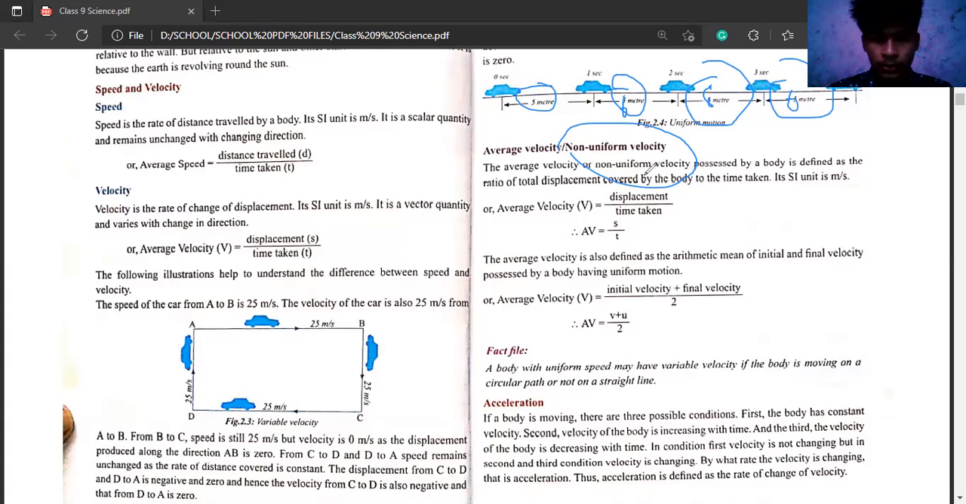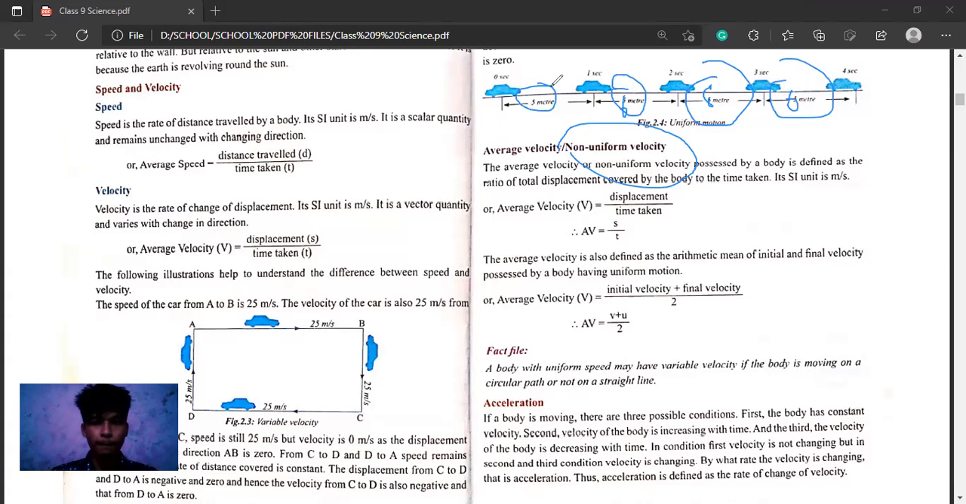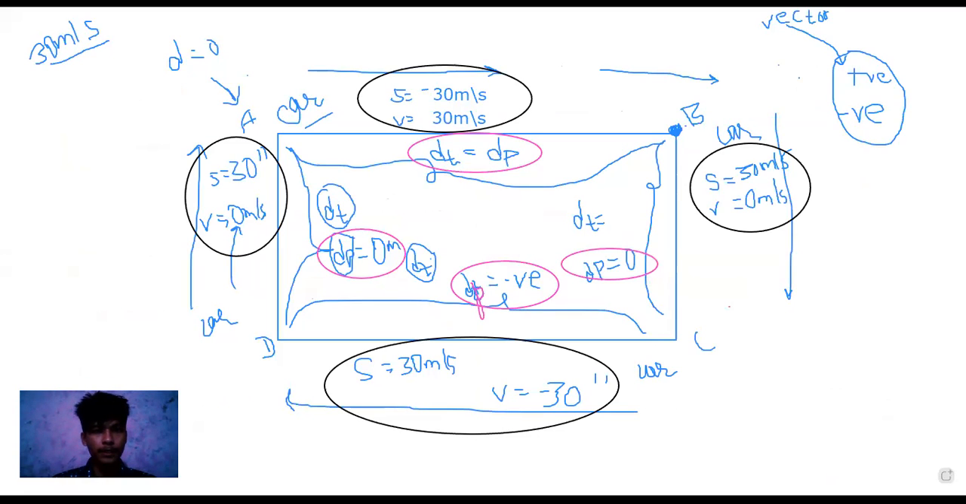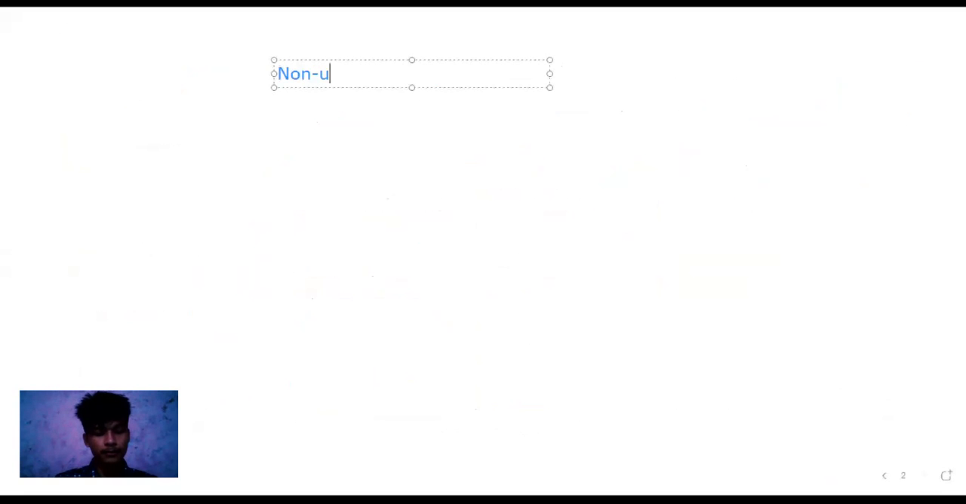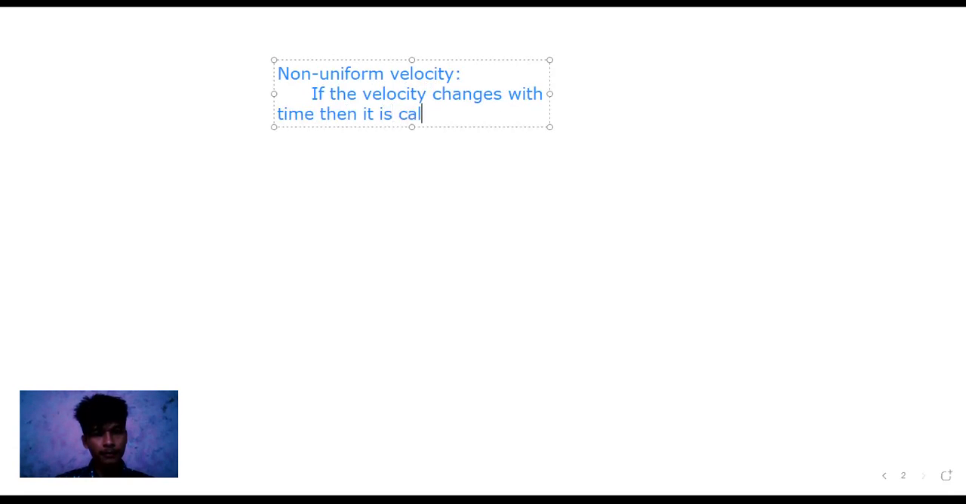You can write my definition. Definition of non-uniform velocity: if velocity changes with time, it is called non-uniform velocity.